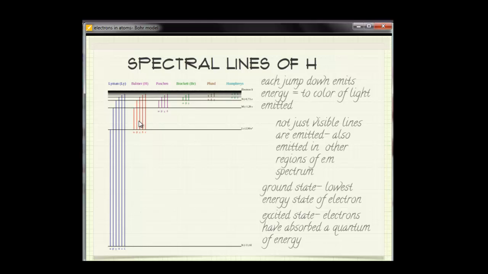Here the electrons are jumping down to n equals 2. That's the Balmer series, and then the n equals 3. The electrons are jumping back down in the Paschen series.